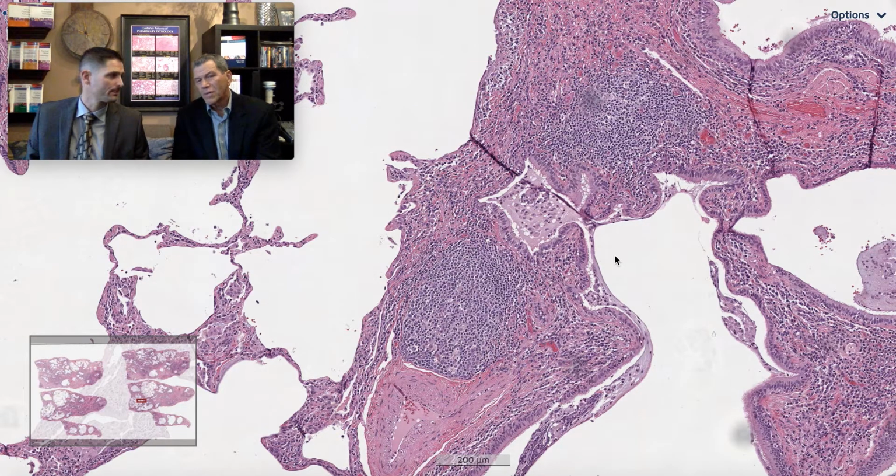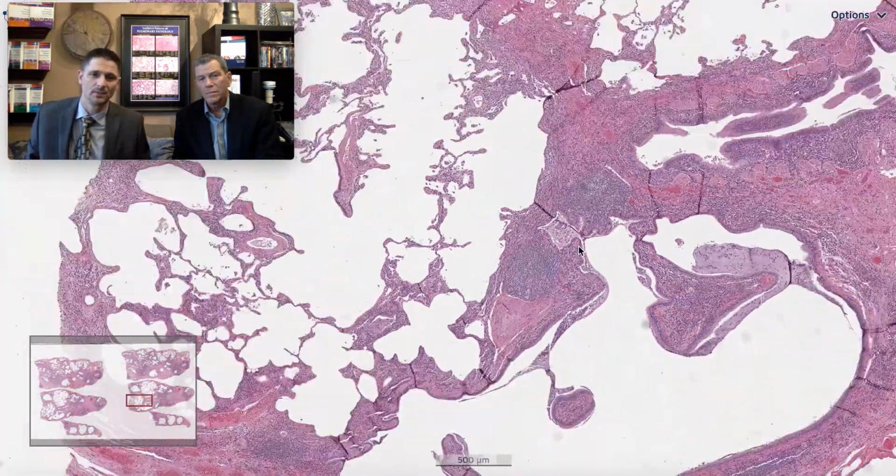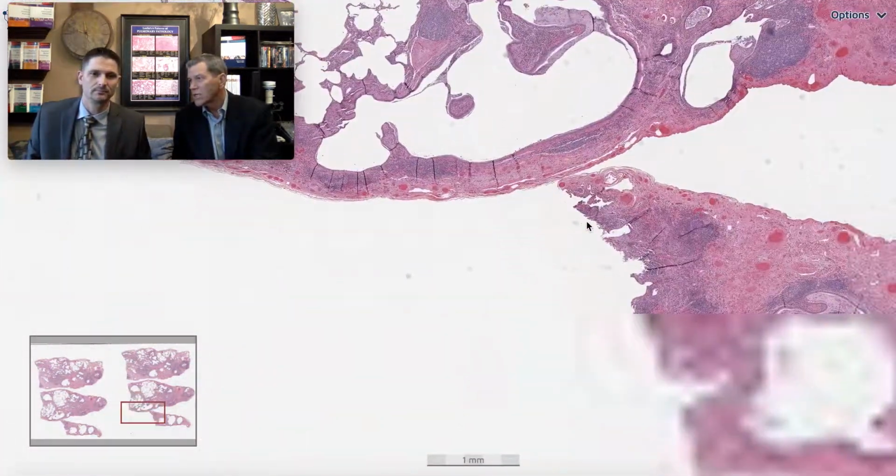And some conditions like chronic hypersensitivity pneumonitis don't seem to make secondary follicles as a part of their process unless there's some other problem superimposed. Despite what's in the literature sometimes. Right. We can't account for what's in the literature always unless we write it.